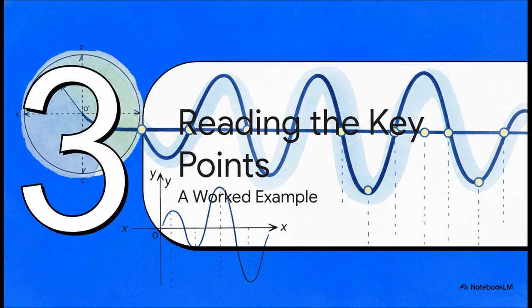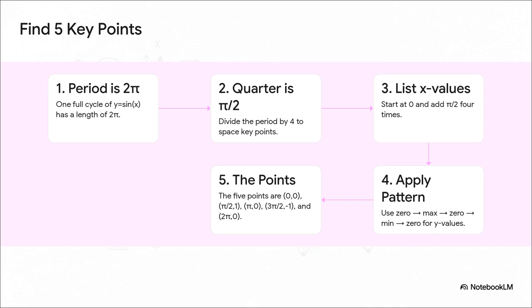All right, theory's great, but let's actually put this to work. We're going to use that 5-point pattern to quickly map out one full cycle of the most basic sine wave there is, y equals sine of x. Okay, check this out. First, we know the period is 2 pi. Now, since our pattern has 5 key points, that means each important moment is a quarter of the way through. So we just divide 2 pi by 4, which gives us pi over 2. Then you just count up by that amount for your x values, 0, pi over 2, pi, and so on. Finally, you just apply our pattern for the y values, 0, max, 0, min, 0. And boom, there you have it, the 5 key points you need to draw the wave.